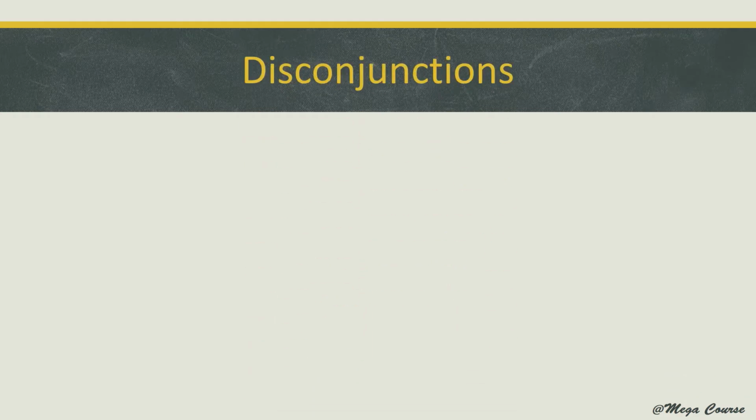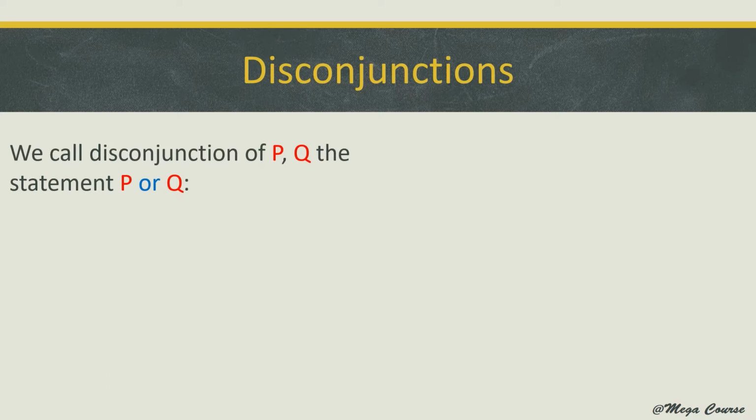The next point is disjunctions. Let P be a statement and Q be a statement. We call the disjunction between P and Q "P or Q". The conjunction was P and Q, but here the disjunction is P or Q. We denote it with this symbol, which means or: P or Q, or some universities say P plus Q, which means P or Q.